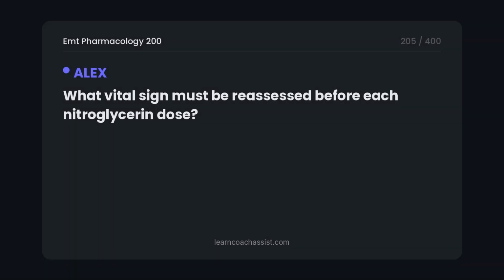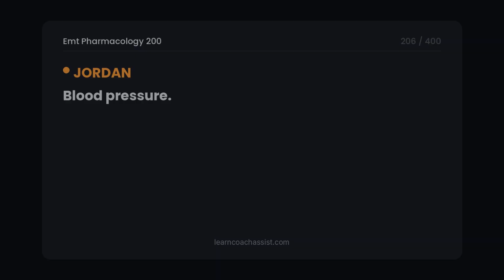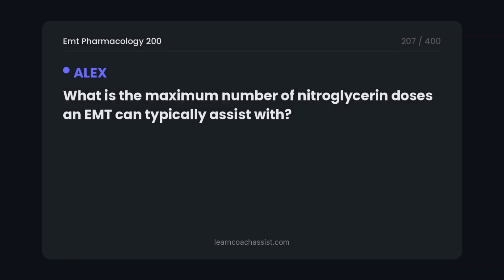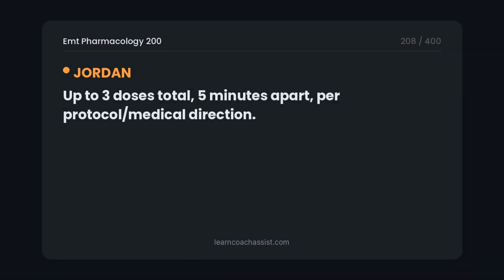What vital sign must be reassessed before each nitroglycerin dose? Blood pressure. What is the maximum number of nitroglycerin doses an EMT can typically assist with? Up to 3 doses total, 5 minutes apart, per protocol/medical direction.